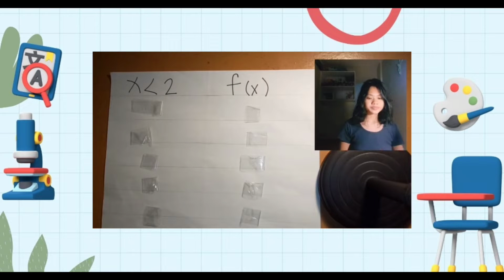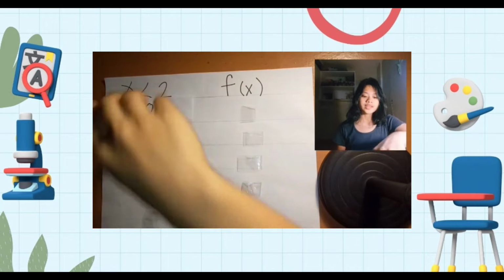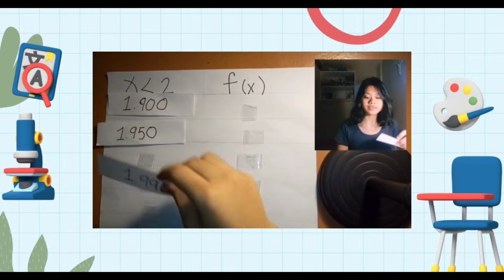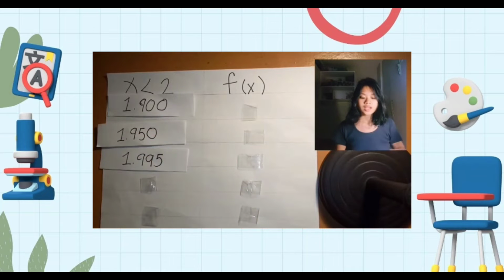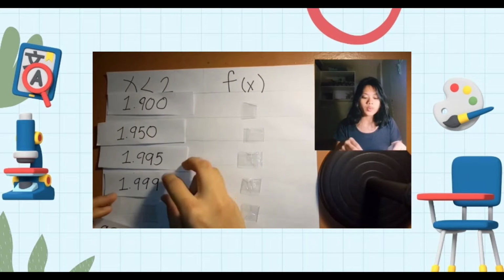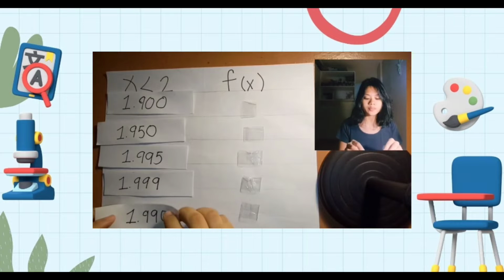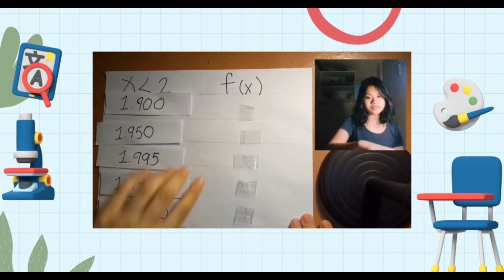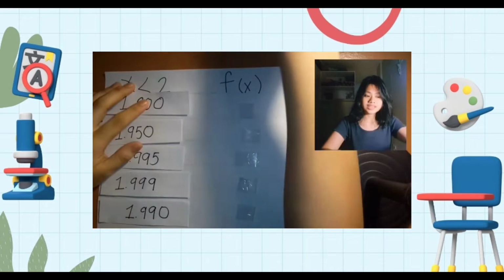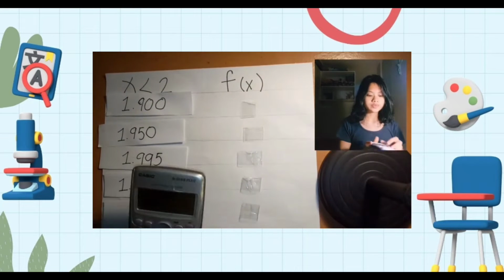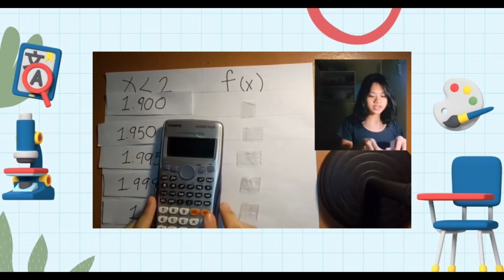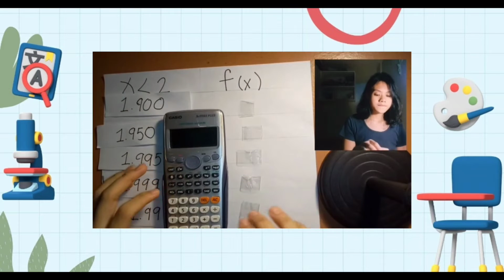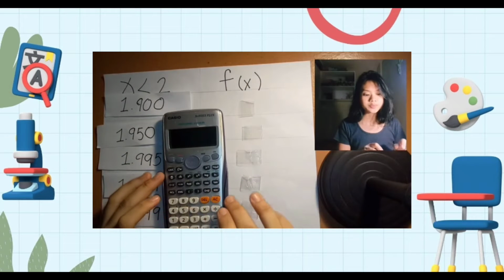So we have 1.900, 1.950, 1.995, 1.999, and 1.990. We're going to get the f of x as x approaches 2. Using a calculator, we'll start to get the first column.